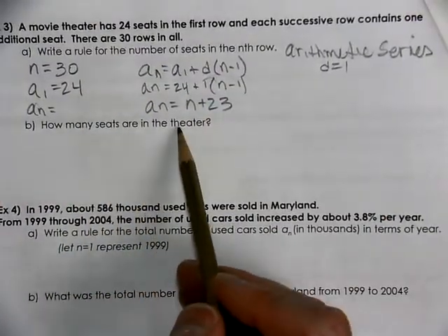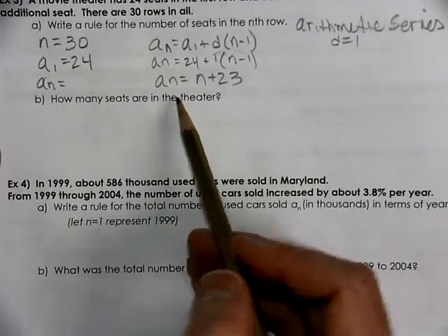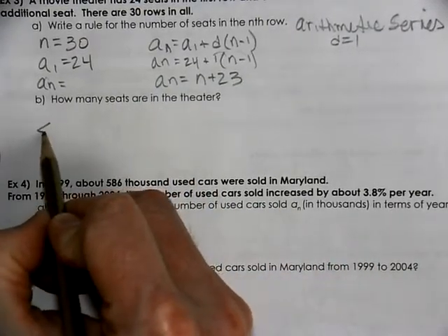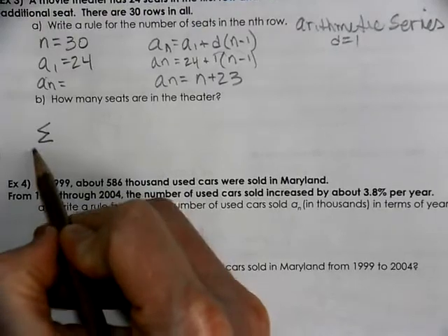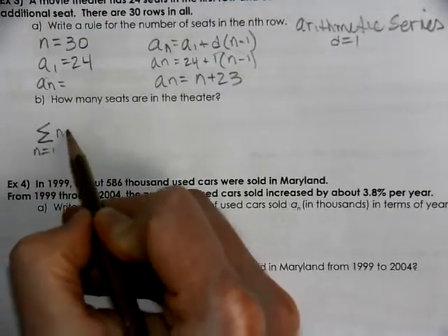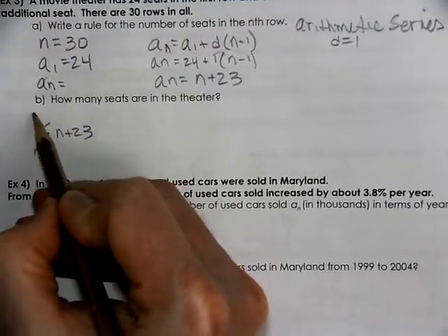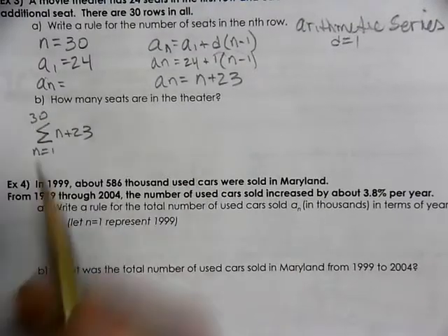And for how many seats are there in the theater, you could write the summation notation, since you've already done most of the work. You know that there are 30 rows.